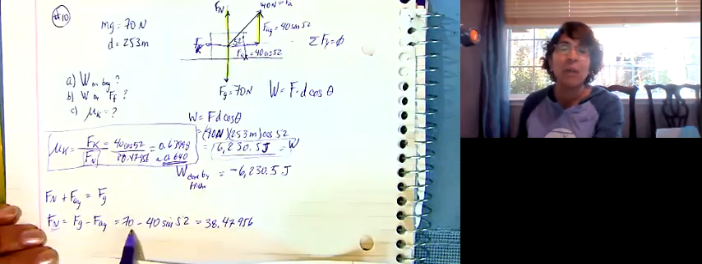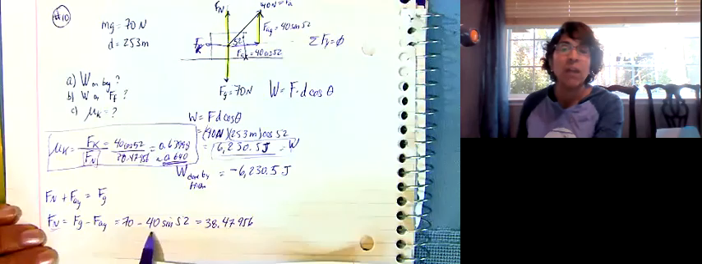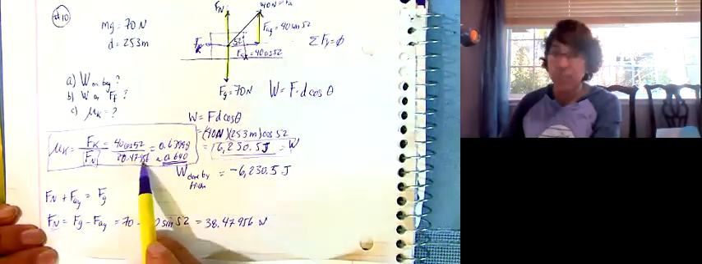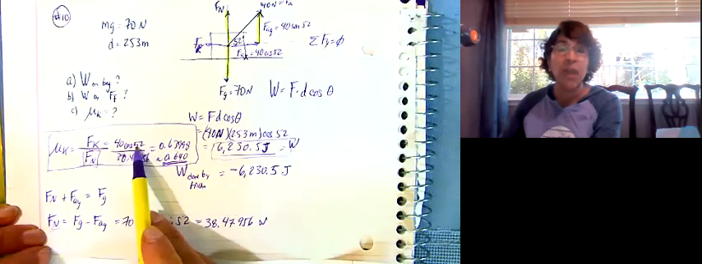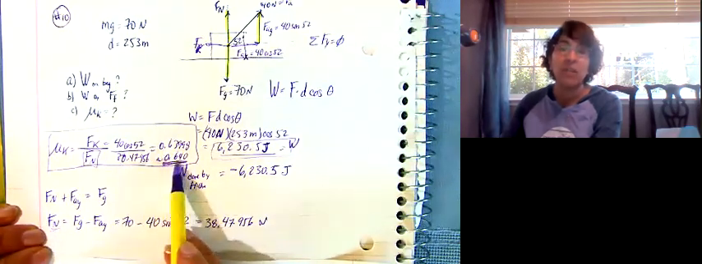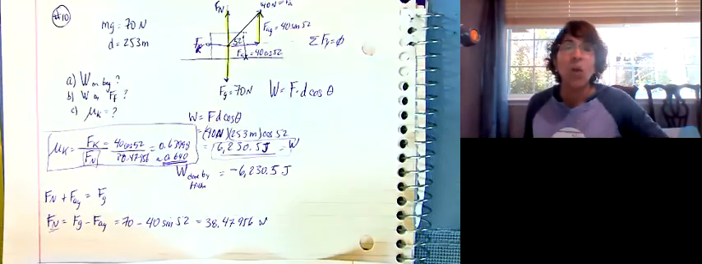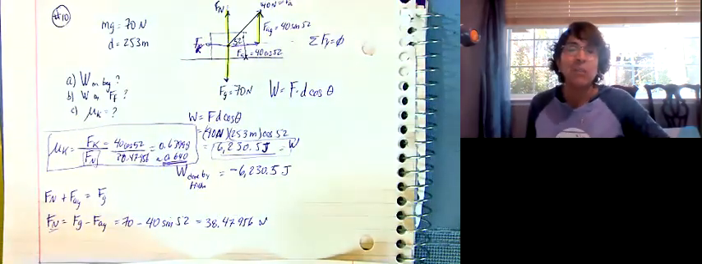Here it is, mg, 70 newtons. And this, by the way, is newtons. So that goes in the denominator, put in the Fk in the numerator, and we figured out that we ended up with 0.63998. And so the coefficient of kinetic friction is 0.64.